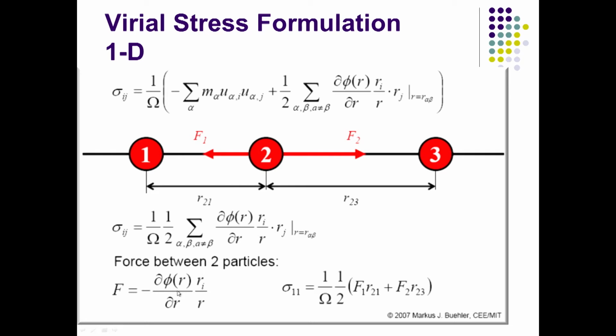So, if you look at this formulation of stress, then the force between two particles obviously is this term, the potential energy function d phi over d r, and then sigma 1 1 in that case becomes 1 over omega, again a very simplified one dimensional, half of f 1 r 2 1, this is the distance r 2 1, and f 2 r 2 3, this is the bond length between the two. So, it comes down to a very simple expression. So, this is what we are looking at. So, the question now is how do we calculate the elastic constant.